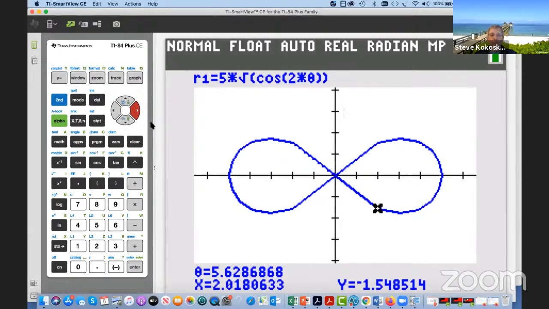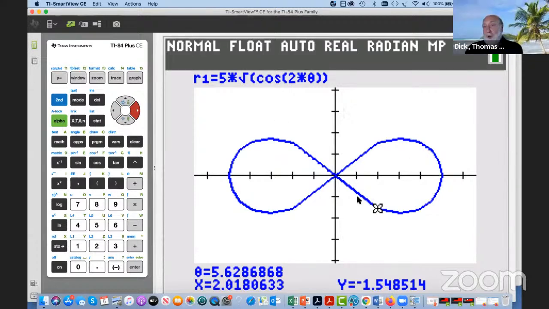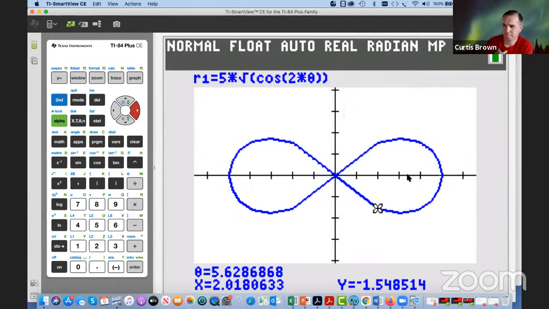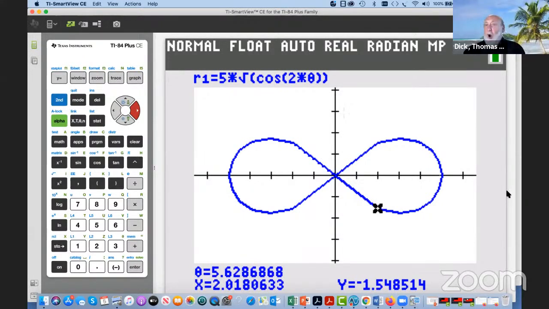In this curve, I think to get one of these loops, we could just integrate from 0 to pi over 4. And that would get us half of a loop. And if we wanted the entire area enclosed, I could take that integral from 0 to pi over 4 and multiply it by 4 to get all of the area enclosed by this. But making use of symmetry often comes up, especially with polar curves. And so we could even look at that.